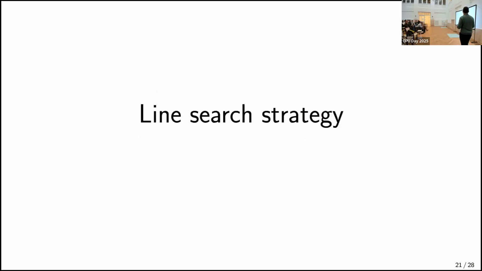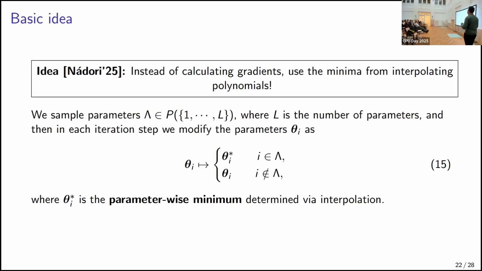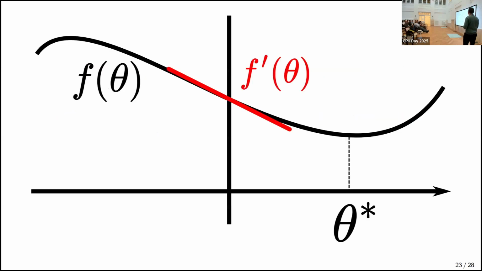Yes. So what do we do? Peter already explained the basic idea, I think. Instead of calculating the gradients, we can use the minima of the interpolating polynomials of the gates. If we do this optimization, we can sample some parameters, where L is the number of parameters, and then in each step, we of course sample new parameters, and we modify the parameters according to the parameter-wise minimum determined via interpolation.